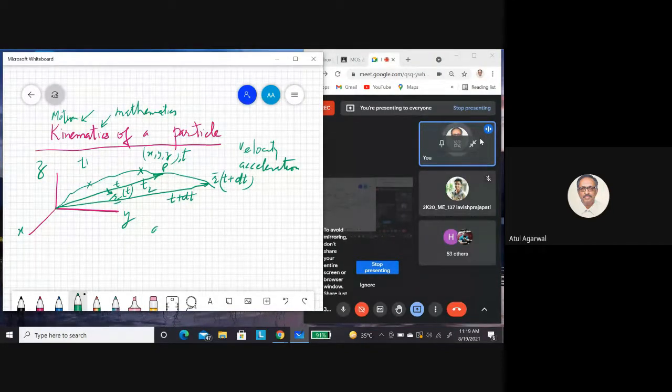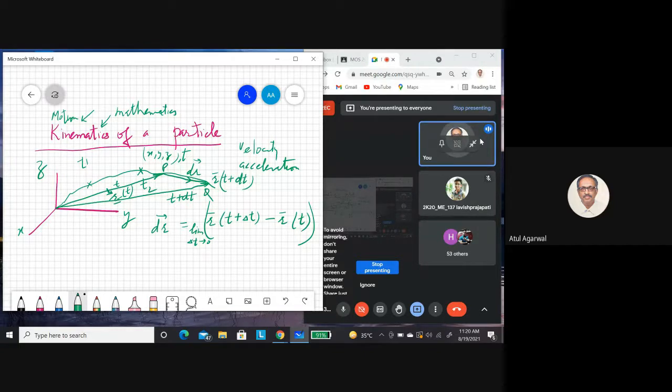So how do you find dr? Dr will be this. This is your dr. So you will say dr is what? You can call it delta r, or you can replace it by limit delta t tending to 0. Then it becomes your dr. Okay. Otherwise you will call it delta r. And this is a displacement of the particle from this position to this position.